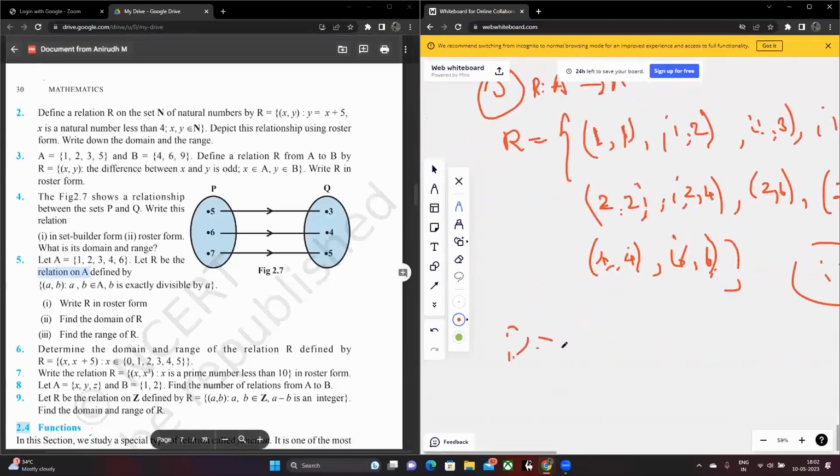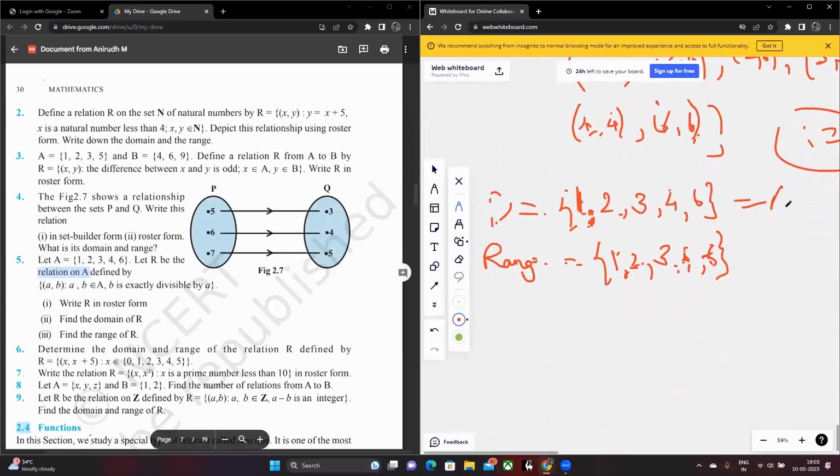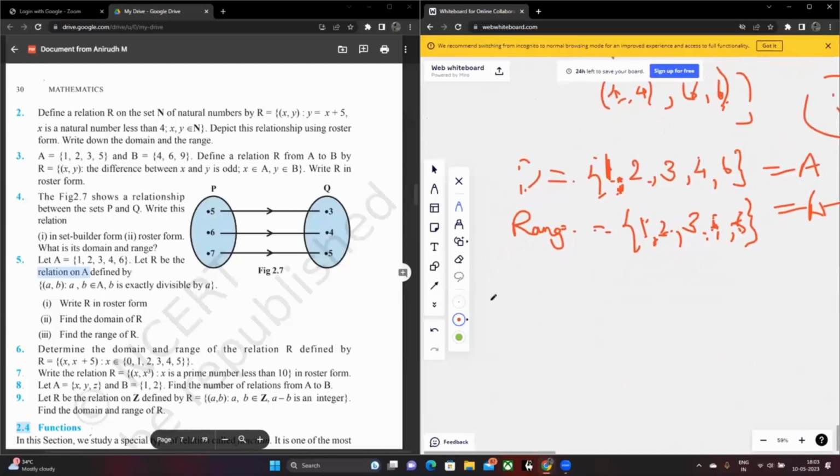The domain D of R is basically equal to the set of all first elements, that's 1, 2, 3, 4, 6, right? And the range is the set of all second elements. That's also 1, 2, 3, 4, right? So this is basically equal to A. This is also basically equal to A, right? So I've finished question number 5.